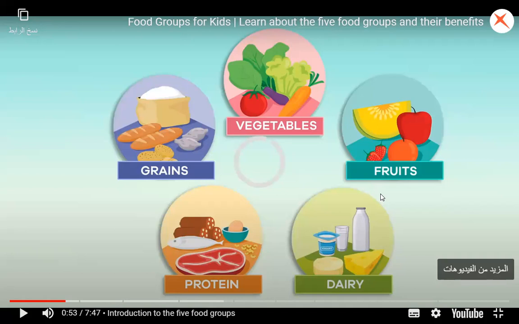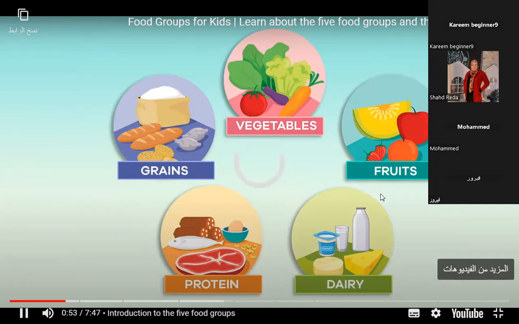Okay, Fairuz, what is your favorite vegetable? Carrot. Okay, and we can eat fruits like apple, like banana, like strawberry, like orange. What's your favorite fruit, Kareem? Orange and strawberry. Okay. And what about your favorite fruit, Muhammad? Orange. Okay, Fairuz, what's your favorite fruit? Apple. And Yahya, what's your favorite fruit? Strawberry. And Malak, what's your favorite fruit?